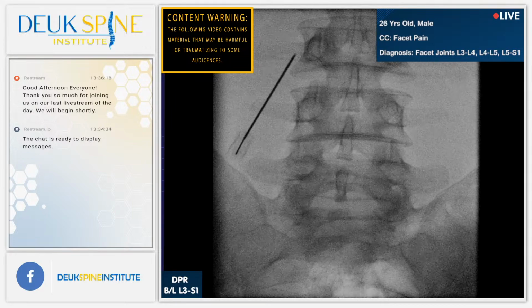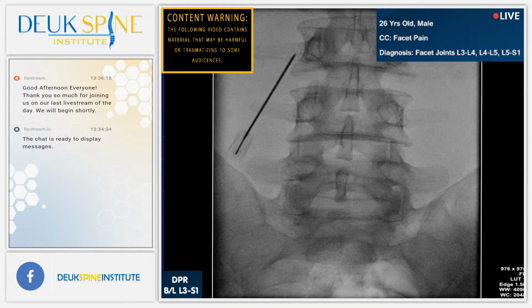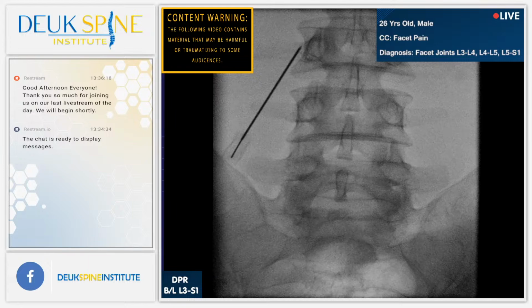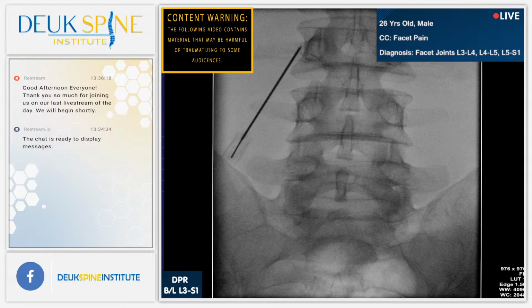All right, Luis. We're pretty much ready for you. You can see the tip of the needle is exactly where it's supposed to be for a rhizotomy. So what's happening here is he has pain coming from these joints called facet joints. Facet joints account for about 11% of back pain in patients with chronic back pain.